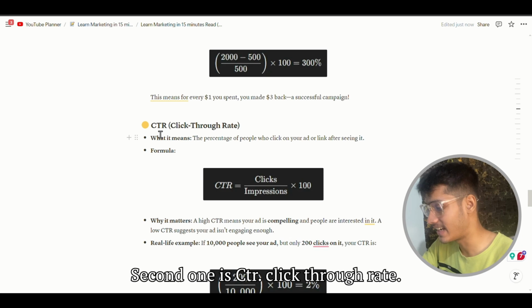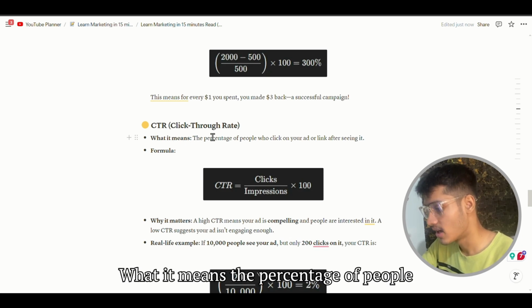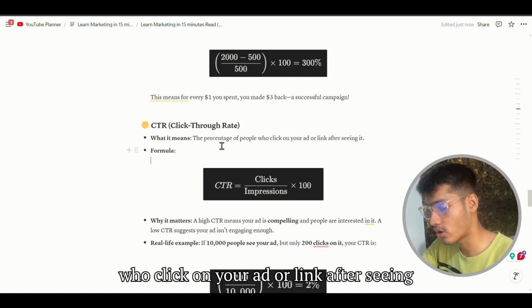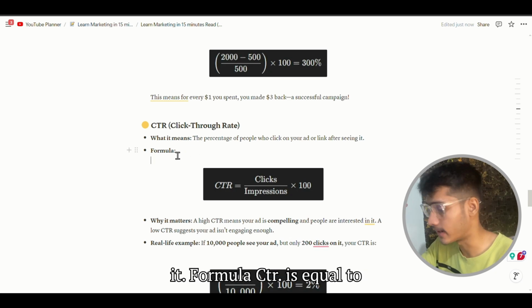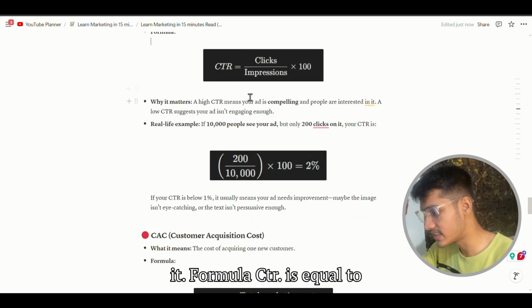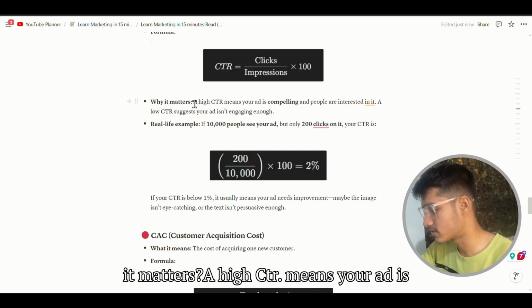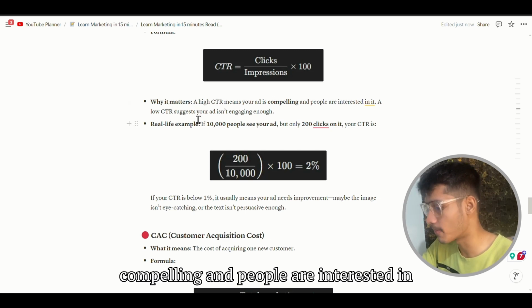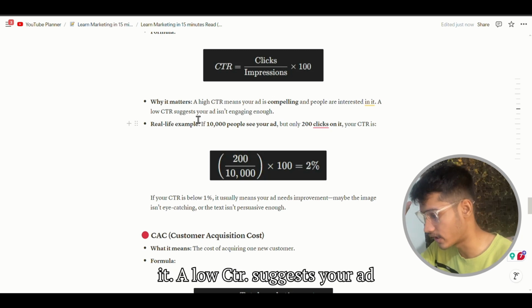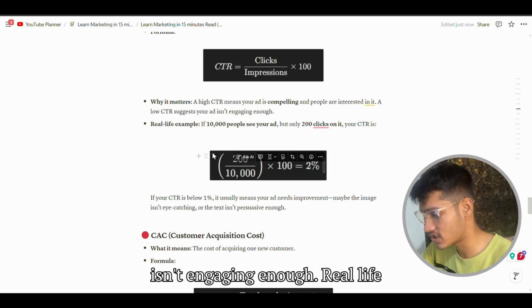Second one is CTR, click-through rate. What it means: the percentage of people who click on your ad or link after seeing it. Formula: CTR equals clicks upon impressions, into 100. Why it matters? A high CTR means your ad is compelling and people are interested in it. A low CTR suggests your ad isn't engaging enough.